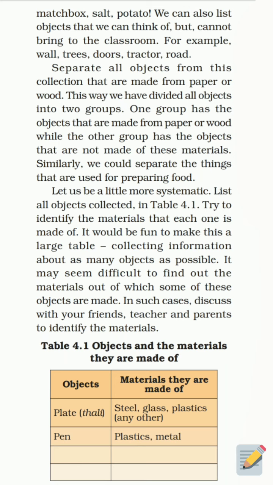List all objects collected in the table 4.1. As you can see here, the table. Try to identify the materials that each one is made of. It would be fun to make this a large table, collecting information about as many objects as possible. It may seem difficult to find out the materials out of which some of these objects are made. In such cases, discuss with your friends, teachers, and parents to identify the materials.